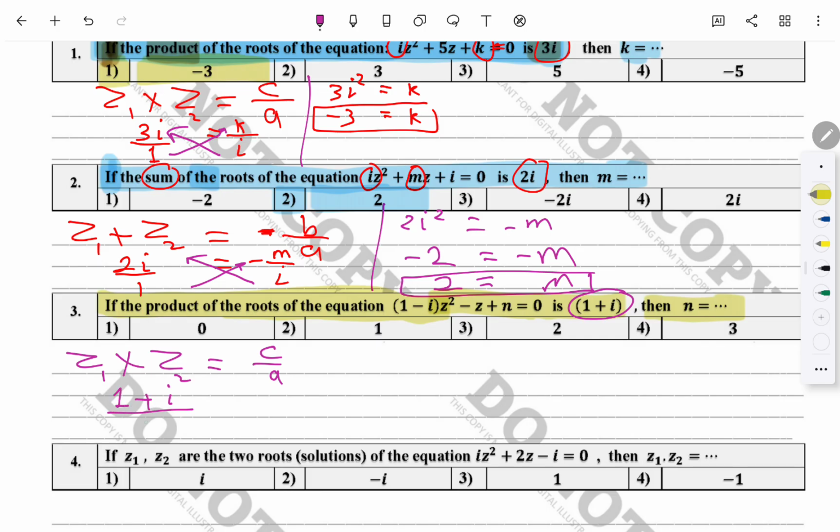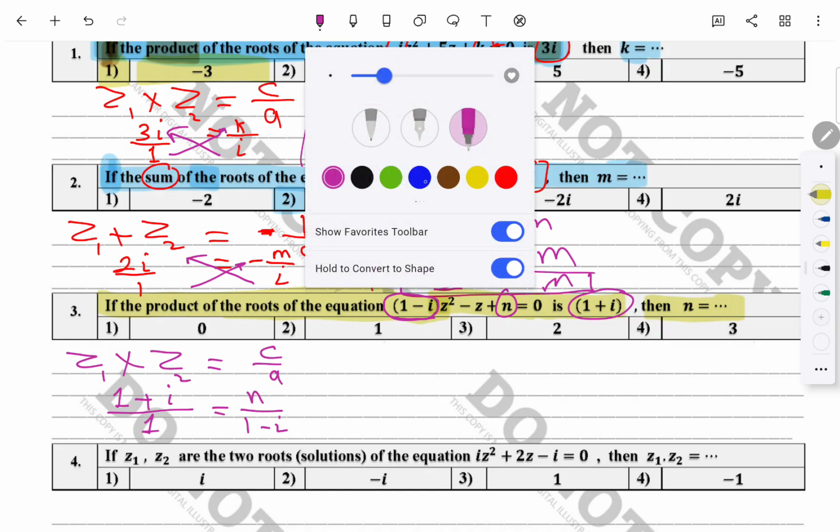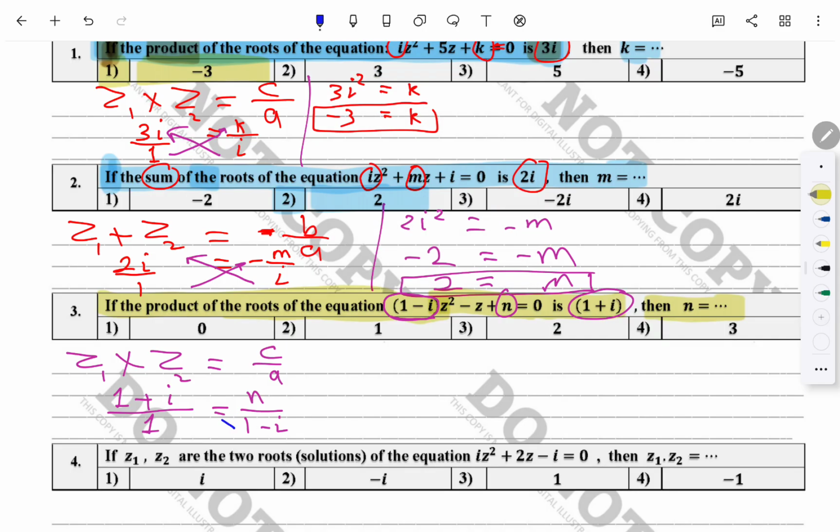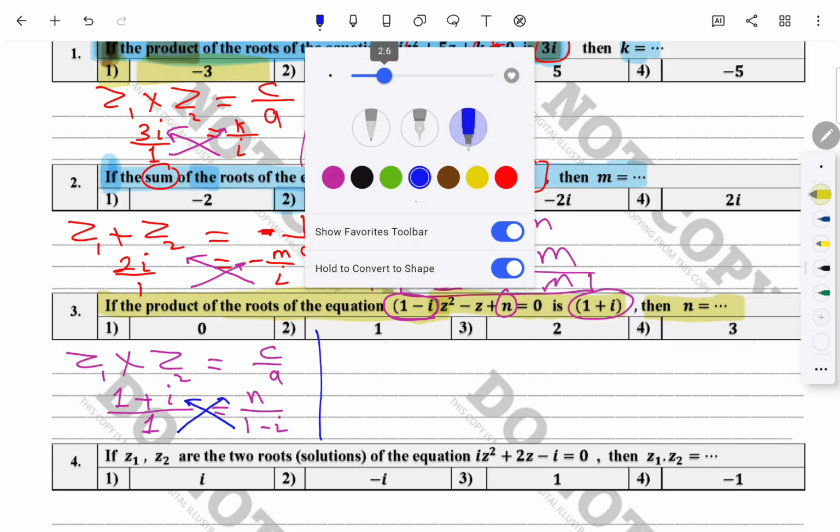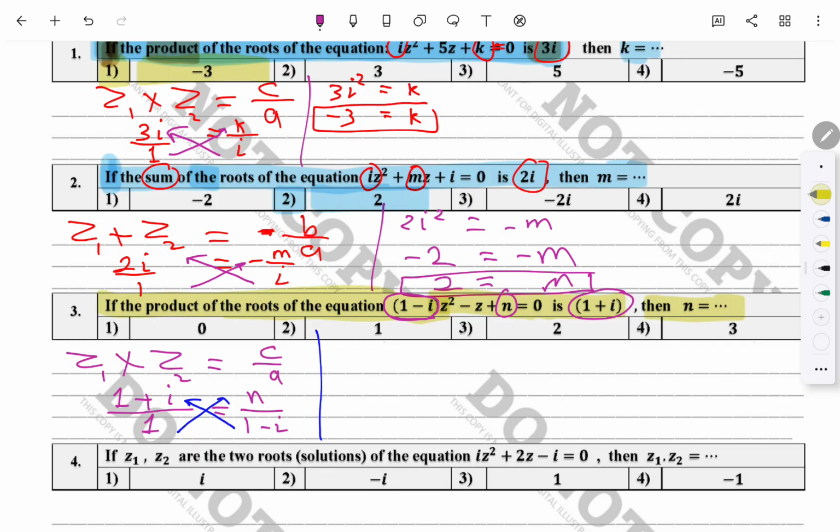1 plus i. I can make it also over 1 equals c, which is given here as n, the constant term, divided by a, which is 1 minus i. It is 1 minus i, which is the coefficient of z squared. Now I can make a cross multiplication easily by multiplying 1 minus i from down to up and 1 from down to up to get easily 1 plus i times 1 minus i equals n.